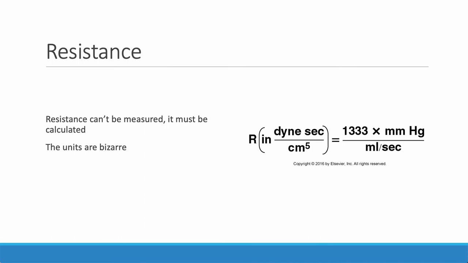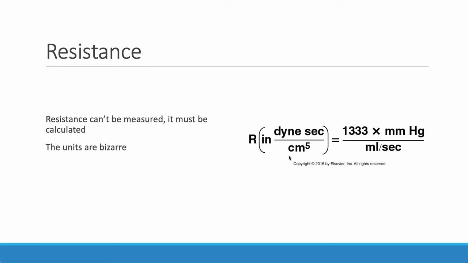So all of that makes you wonder about resistance, right? I'm sure it does. Well, resistance is one of those funny things that we can't really measure. We have to calculate it. And when we calculate it, we get this bizarre unit referring to resistance, and that is dyne seconds per centimeter to the fifth. You may also see it written as dyne second centimeters to the negative fifth, which just means that the centimeters to the fifth is above the line, and the negative sign means that it's inverse, right? You remember all that from high school.